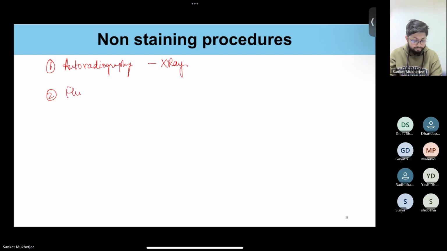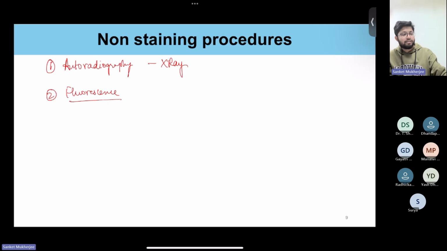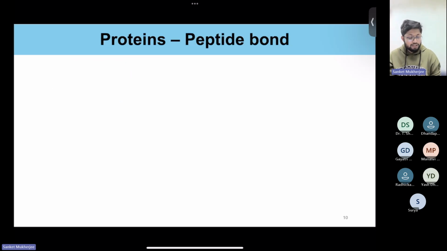Then fluorescence: certain heterocyclic compounds give fluorescence due to the presence of a conjugated double bond system. So they can be visualized in a UV chamber. On UV excitation, they might fluoresce. So these are non-staining procedures.